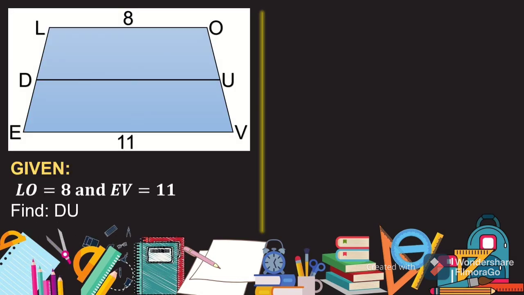Trapezoid LOVE. LO is equal to 8 and EV is equal to 11. We need to find line DU. To get line DU, we have DU is equal to 1/2 times LO plus VE, since line DU is half of the sum of line LO and EV.